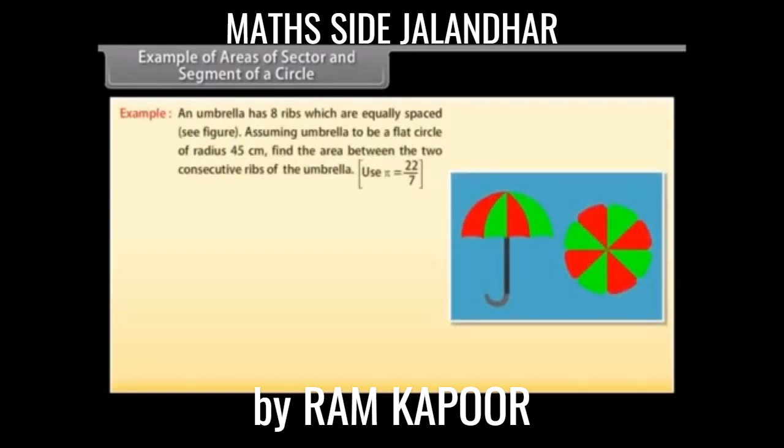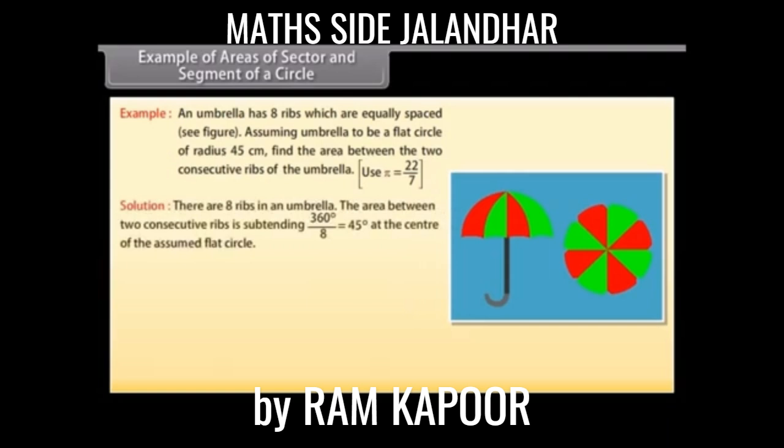Example. An umbrella has 8 ribs which are equally spaced, see figure. Assuming the umbrella to be a flat circle of radius 45 cm, find the area between two consecutive ribs of the umbrella. Use pi as 22 upon 7.